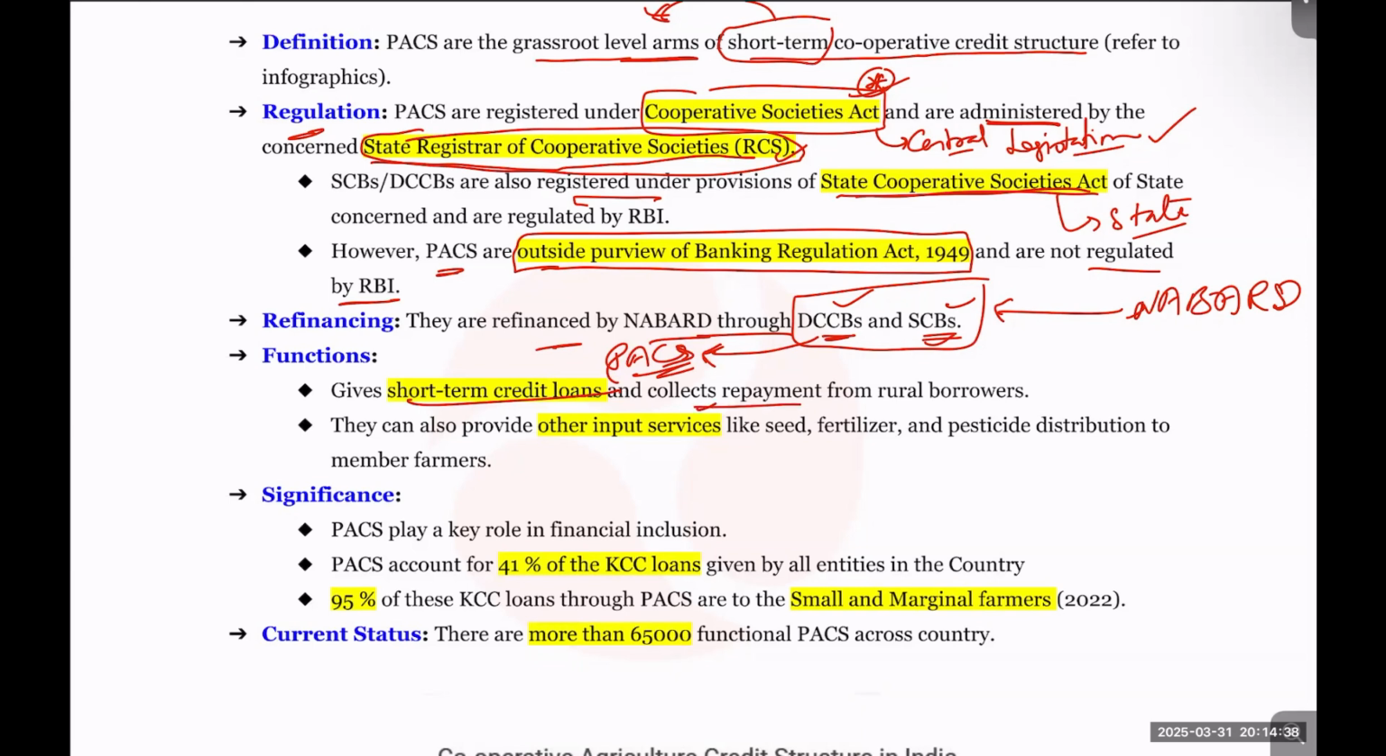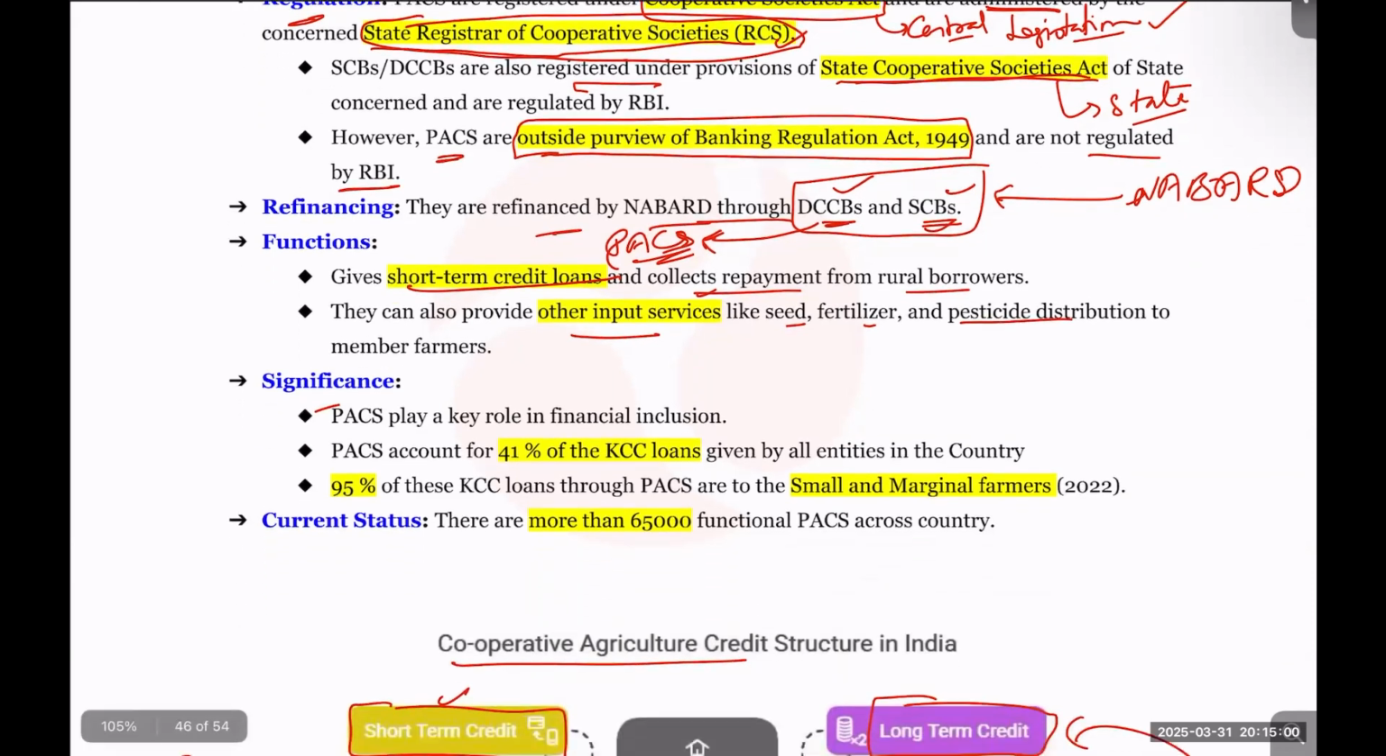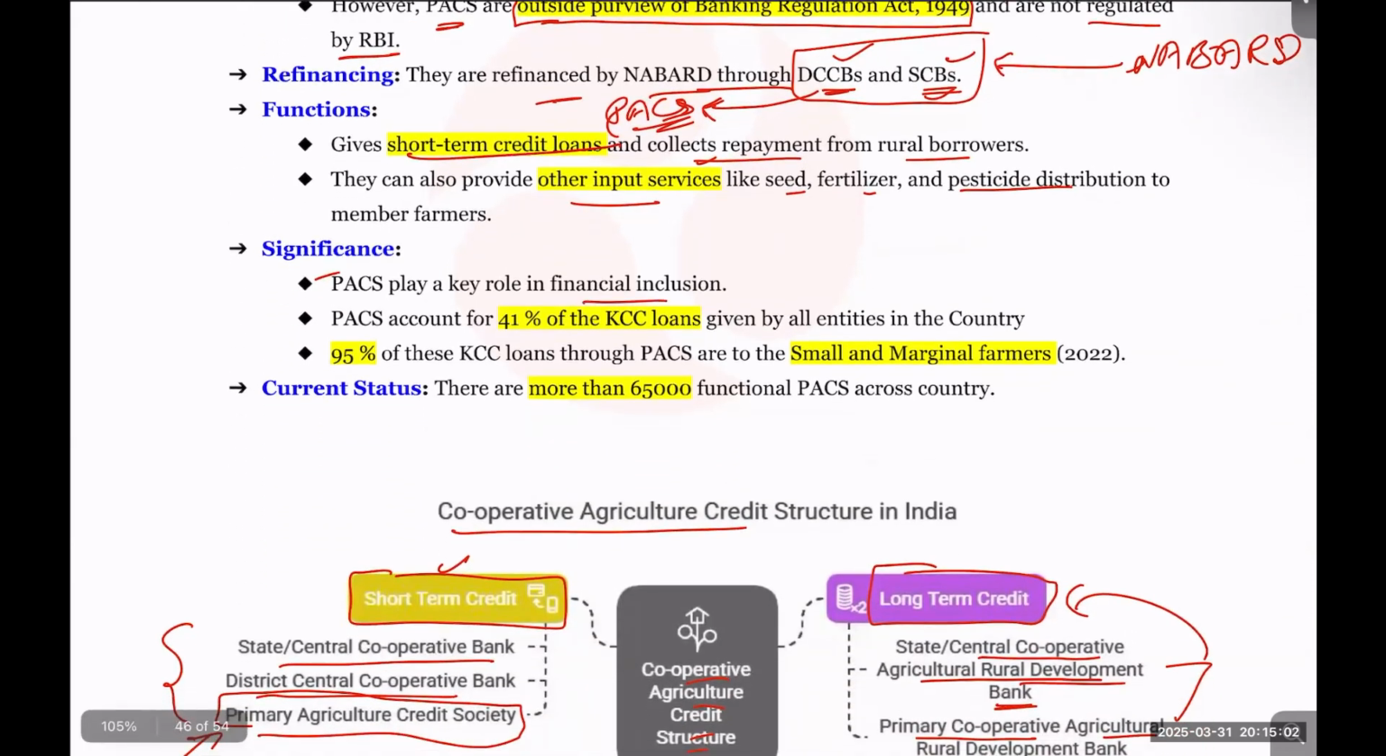They also collect repayments from the rural borrowers. Whoever wants to pay their interest and give their loans back, they collect them. They also provide other inputs like seed, fertilizer, pesticide, etc. to the farmers. This is the main benefit of these primary agriculture credit societies. Significance: they play a key role in financial inclusion that we have already talked about. 40 to 41% of KCC loans throughout the country are given by these entities.